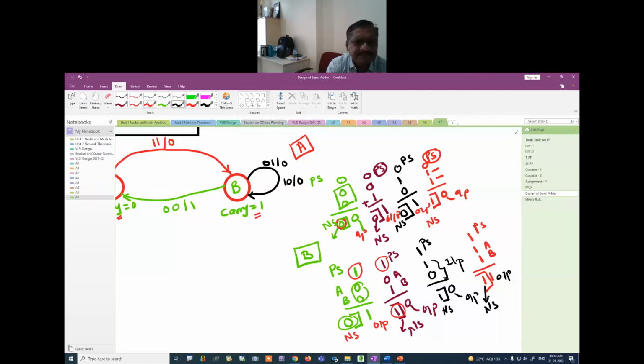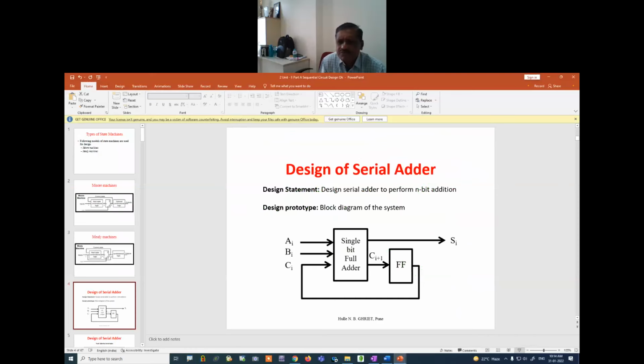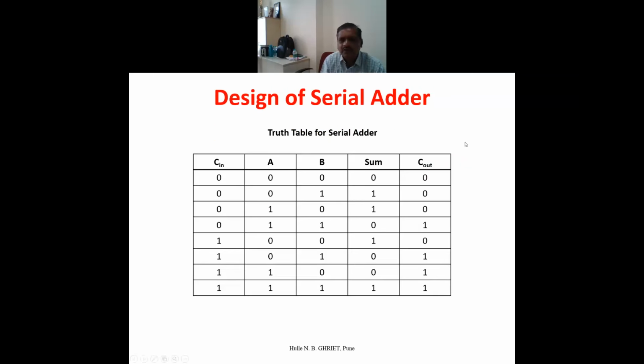Now, how will I say this thing? When the present state is the B state, that is carry is equal to 1, and inputs are 1, 1, output will be 1. As well as the carry will be 1, means we will remain in the B state itself. Is it right? And this is the state diagram for serial adder using Mealy machine concept. The same thing I will try to show you through the PowerPoint, and I will come to the discussion of how the VHDL code will be for this. Look at this.